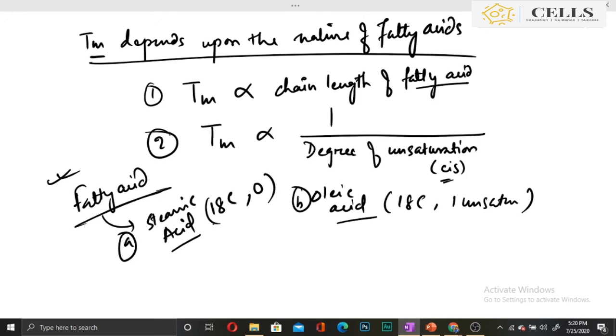Right. Why? Because stearic acid doesn't have any unsaturation. That's why it will have a higher melting point.